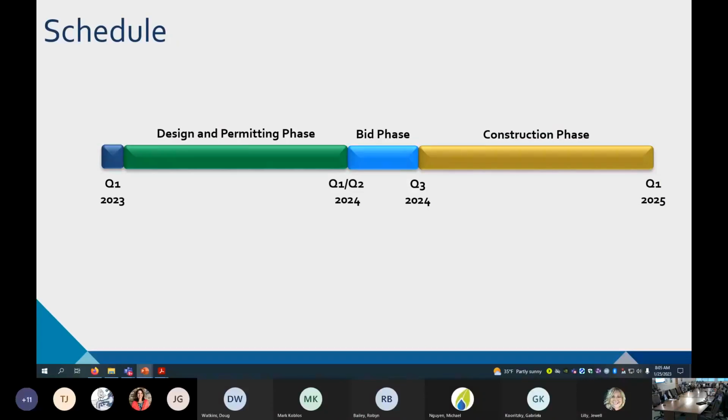Schedule-wise, the idea here is to get approval for this task order in the first quarter of this year. The design and permitting phase will take most of the year, 2023. So hopefully we're done by the end of the year with a bid set of documents and go out to bid early next year. Construction will start in Q2 or Q3 of 2024, and hopefully be done by the end of the year, but possibly dip into Q1. It all depends on the long lead items like the generator and whether there are any supply chain issues.